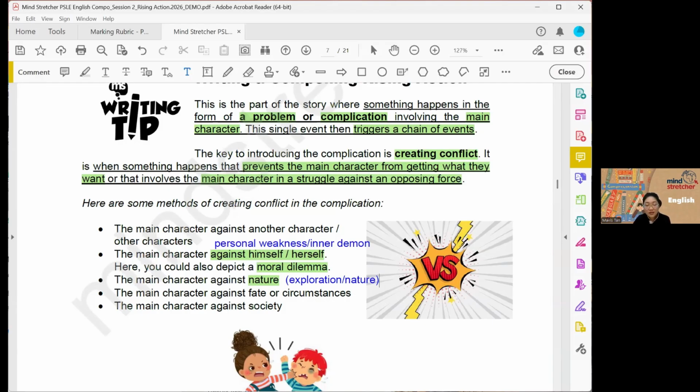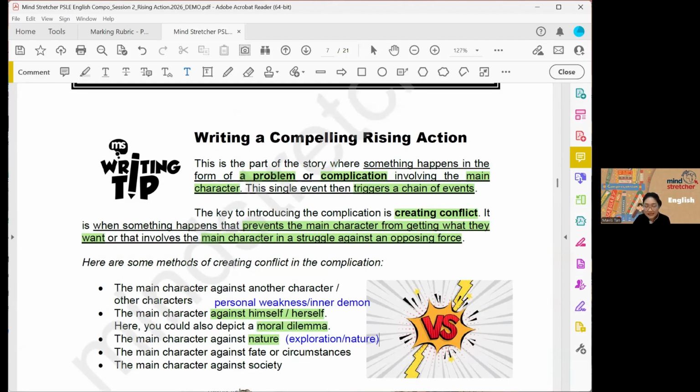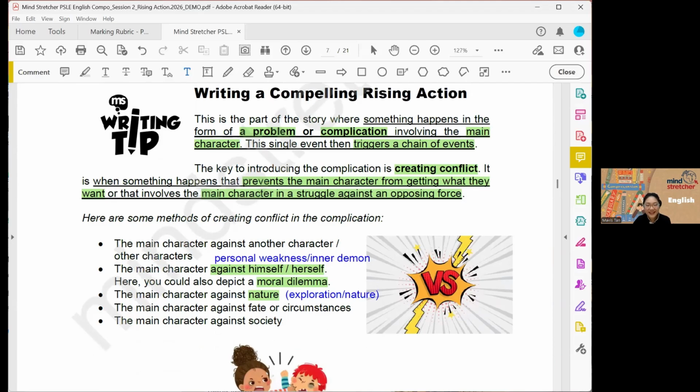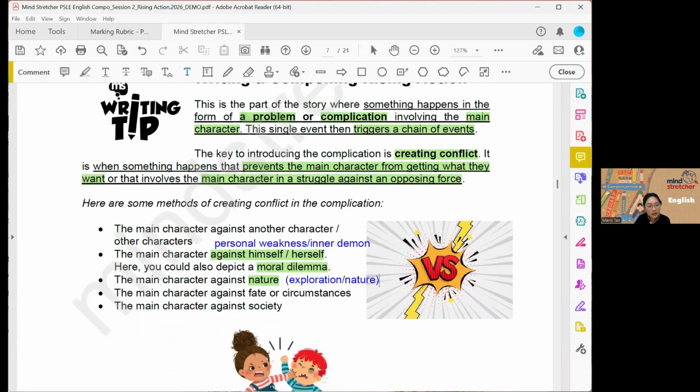Okay? How can this be linked to something priceless? No, no, no. This section is not linked to something priceless. This section is linked to rising action for any composition. The one we looked at just now was something for us to consider because we want to take you through the planning process, story mountain, and the things you should consider. So we looked at a real question. But now these are things that you can apply to any topic.